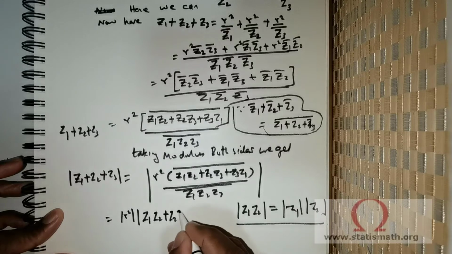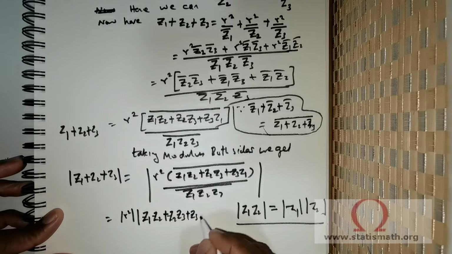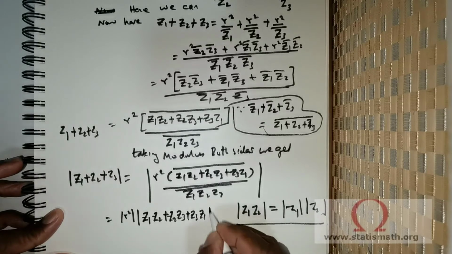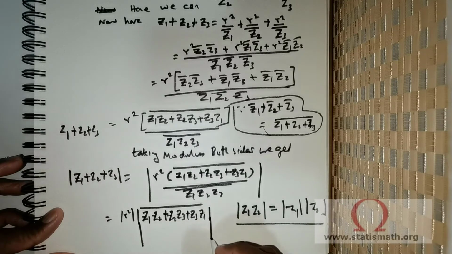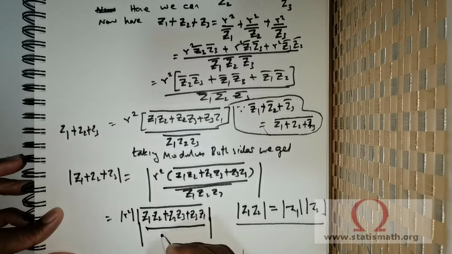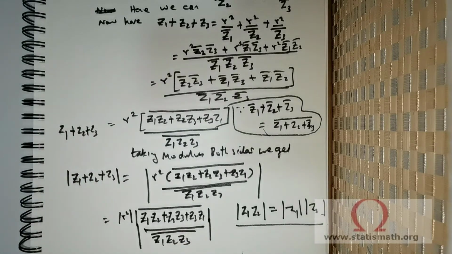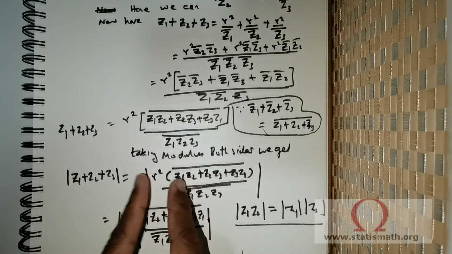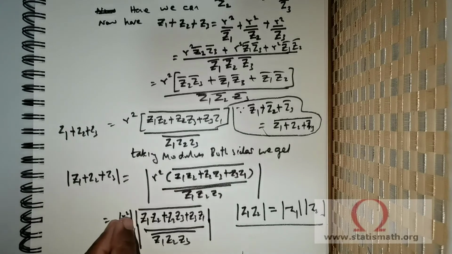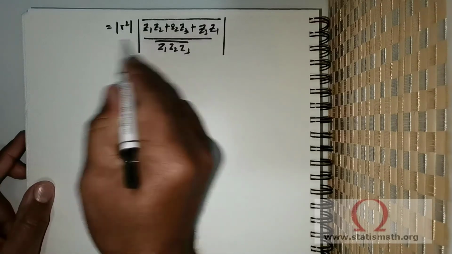z1 z2 + z2 z3 + z3 z1. Of course they have a conjugate. I'm pulling the modulus down, okay, divided by z1 z2 z3, the entire conjugate bar being present on that. I'm using this property to break this quantity as r squared modulus and the modulus of this entire quantity. Okay, so we have got this.